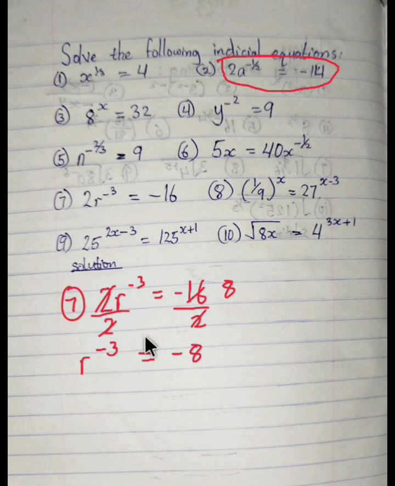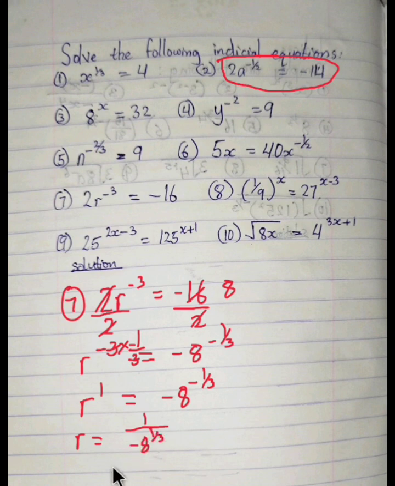So we have this. We need to multiply this by its multiplicative inverse. That's going to be minus 1 over 3. Also this side by minus 1 over 3. So we have r raised to power 1 is equal to 8 raised to power minus 1 over 3. r is equal to 1 over 8 raised to power 1 over 3.